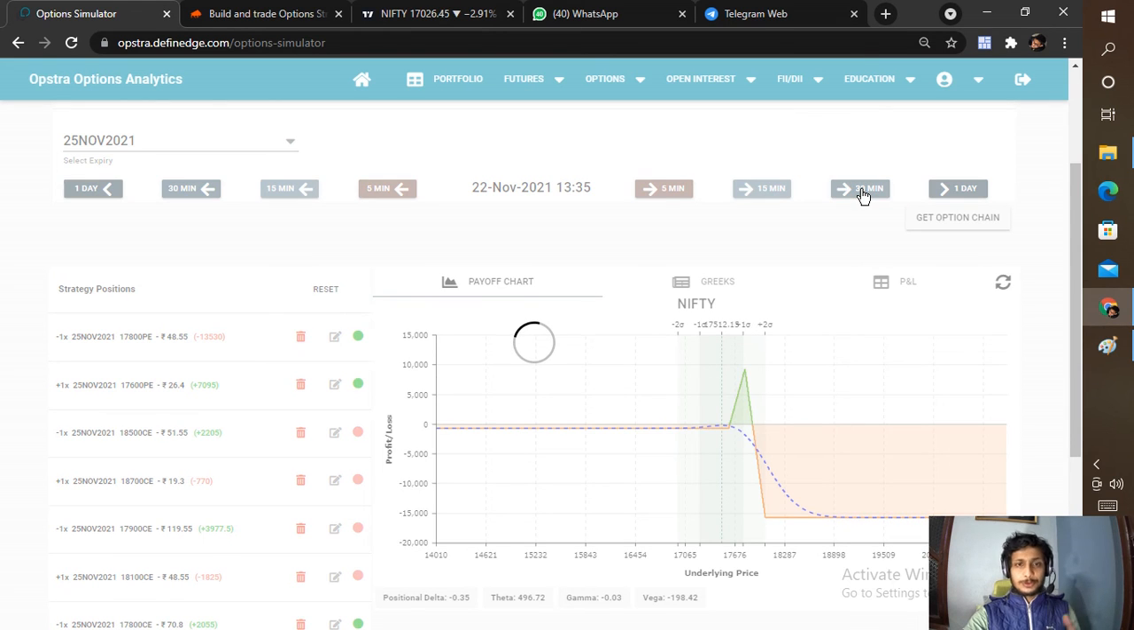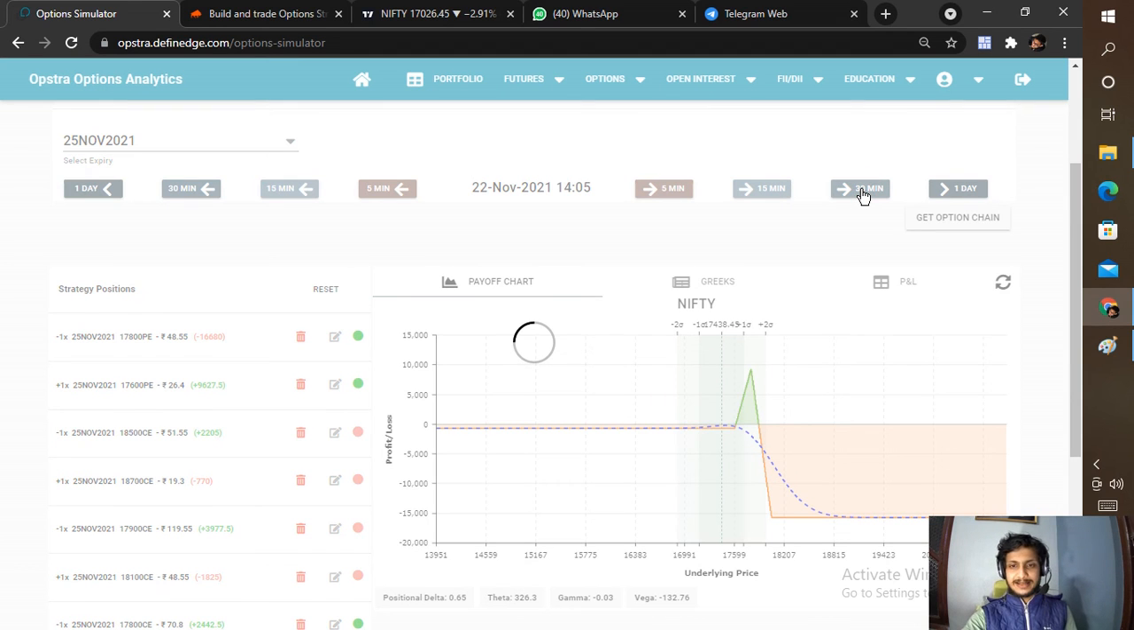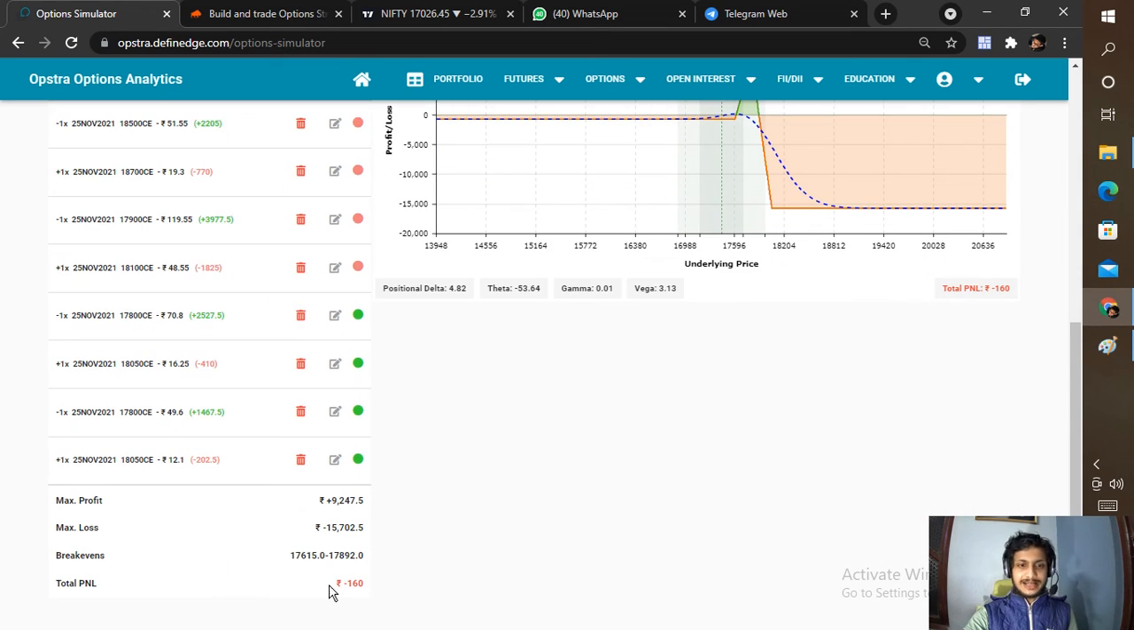See, it was 22nd of November, 1:35 a.m. See, the price line is moving in the fixed loss region, but right now you are in a net loss of 160 rupees. Isn't it enough to save a position which could have made a loss of 7,200? You are facing a loss of only 160 rupees. Isn't it a lot?